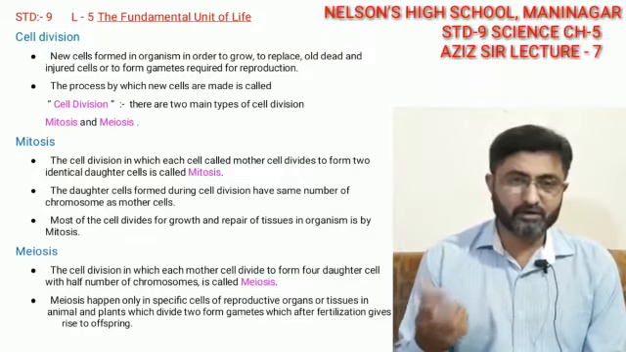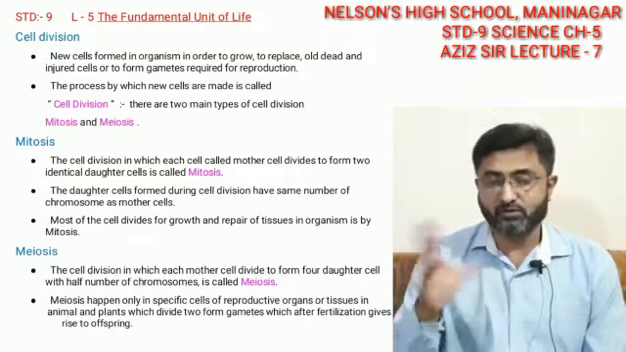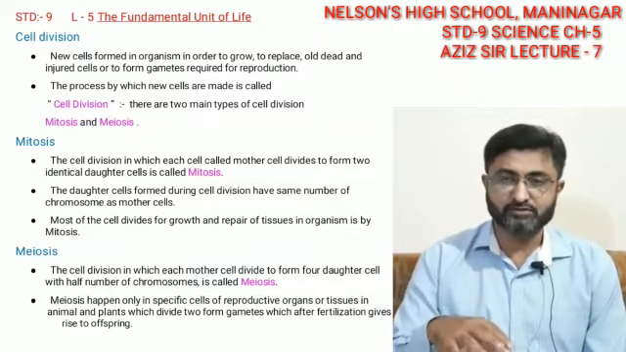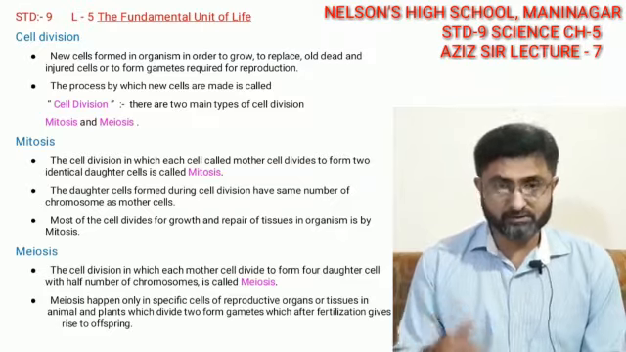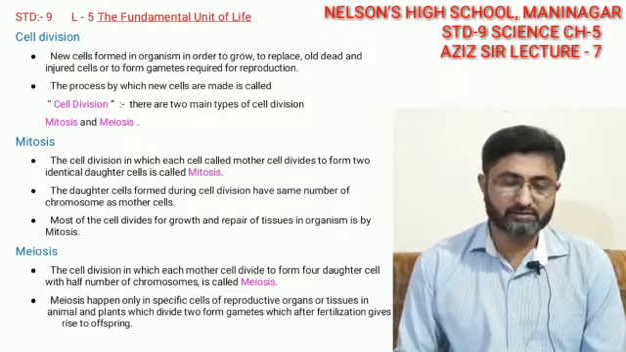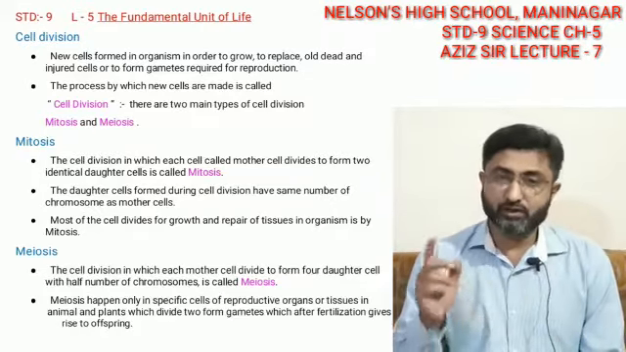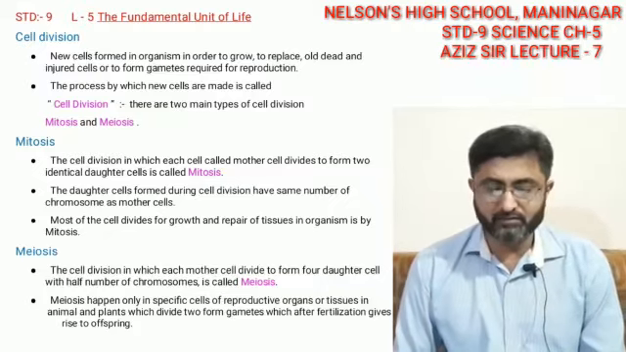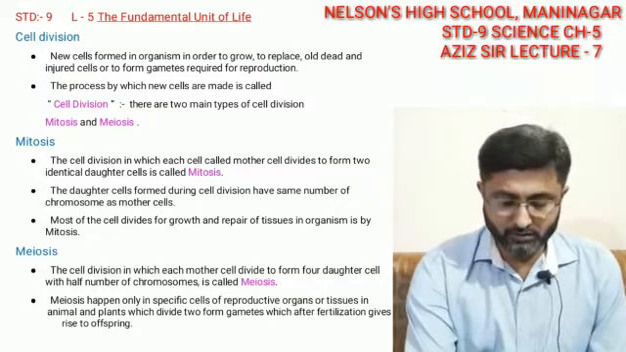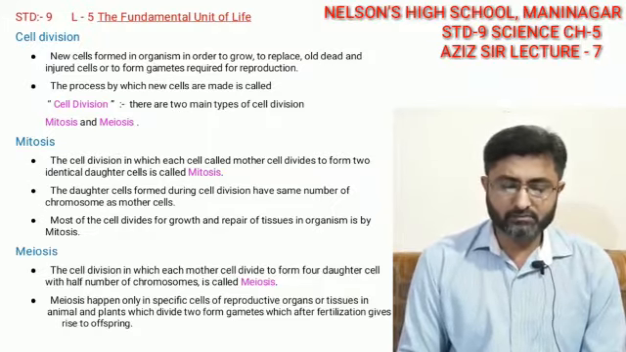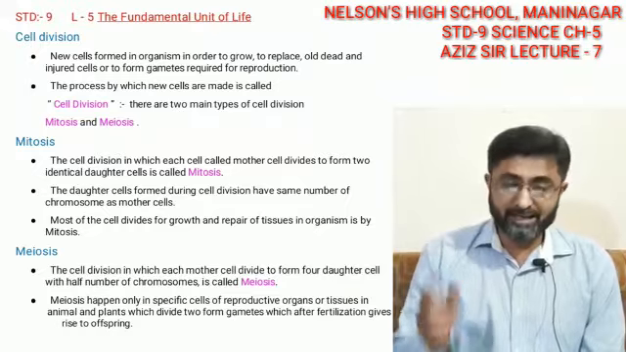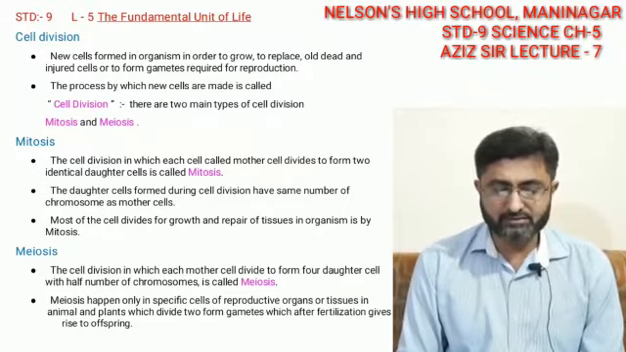Secondly, the replacement of worn out cells. Worn out cells means those cells which are no more capable of functioning, and also the damaged cells. Sometimes we have injuries and the cells get damaged, so to replace those cells also cell division is required. So the process by which a new cell is formed from a pre-existing cell is called cell division.